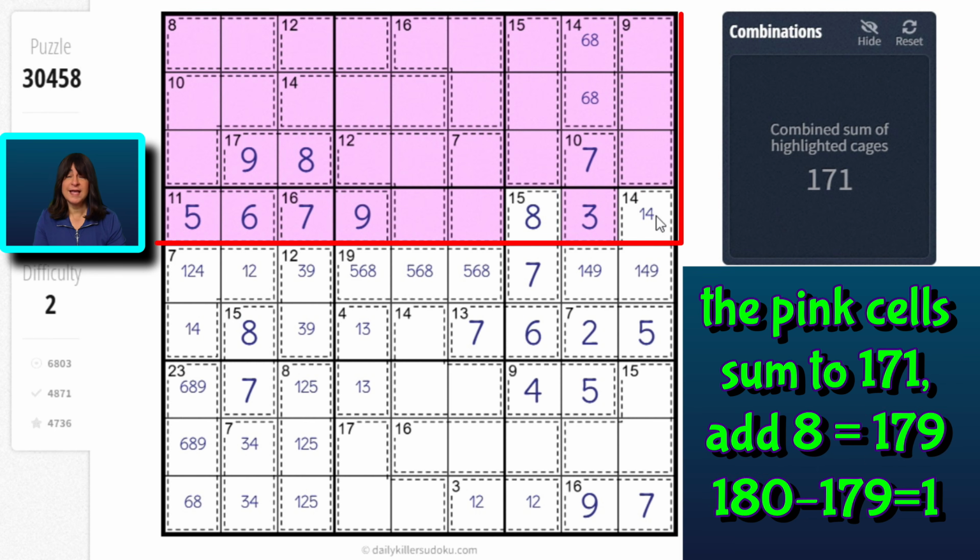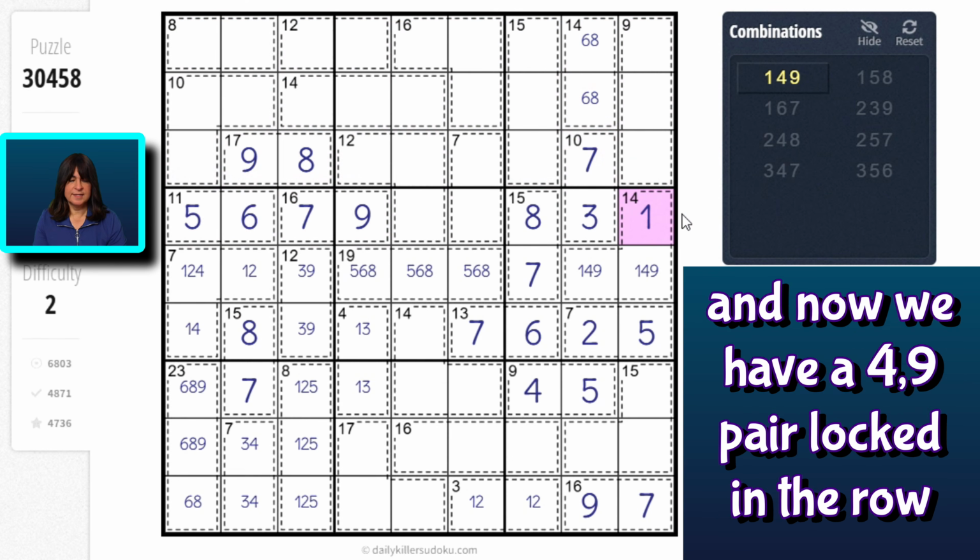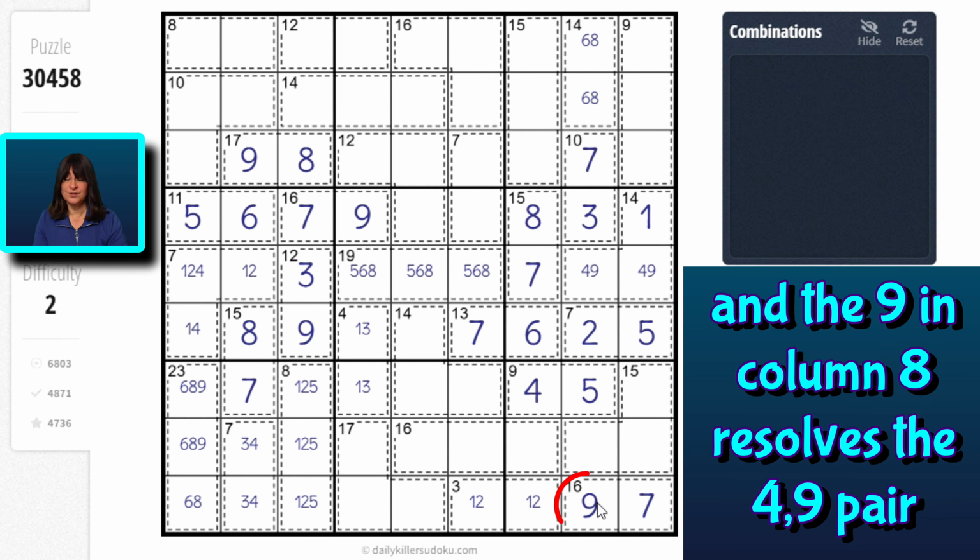But the 4 rows have to add up to 180, right? Which means we are missing 1. So this cell has to be a 1. And that means I can get rid of these ones. So now I have a matching 4, 9 pair in the row. So this can't be a 9, so it's a 3. And then this is the 9. That is great. Oh, and there's a 9 down here, so this is the 4, and this is the 9.